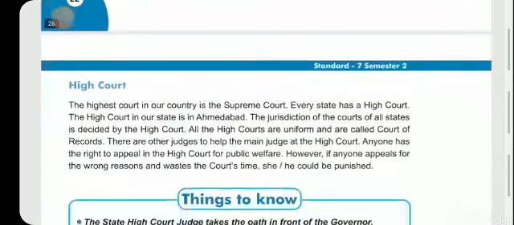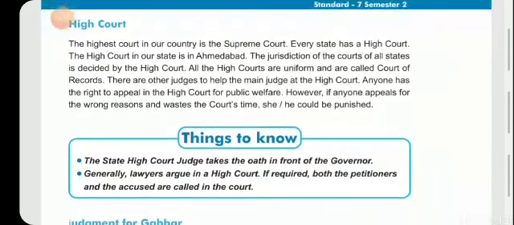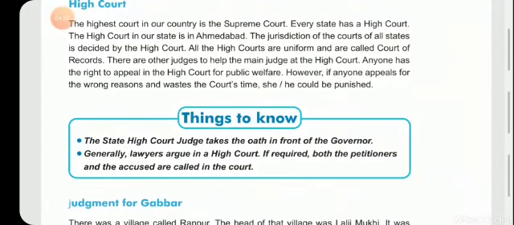Moving ahead in the chapter, High Court. The highest court in our country is the Supreme Court. So above the High Court we have the Supreme Court as the highest court in our country. Every state has a High Court. The High Court of our state is in Ahmedabad. The jurisdiction of the courts of all the states is decided by the High Court. All the High Courts are uniform and are called Courts of Record.